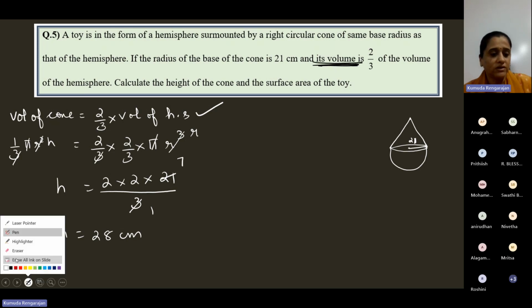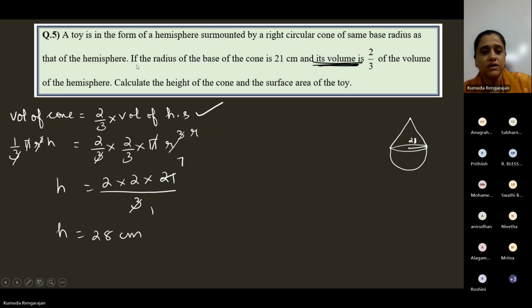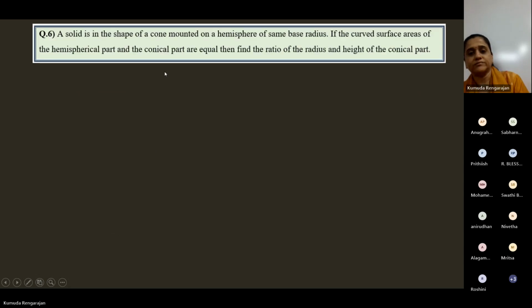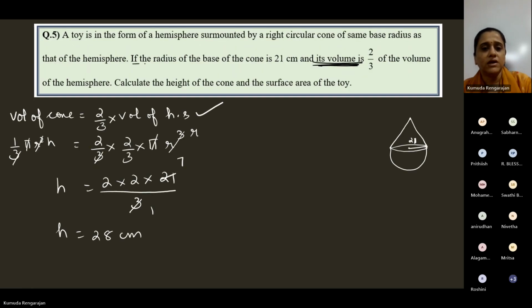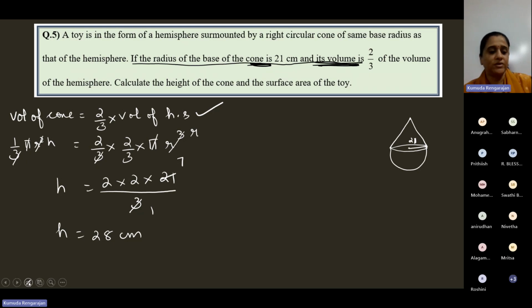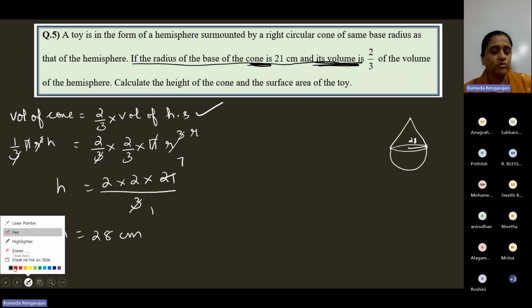You want me to read that again? It's here: if the radius of the base of the cone is 21 centimeters and its volume, whose volume? The cone's volume. So volume of cone is 2/3 the volume of the hemisphere. Write that and then substitute the relevant formula.